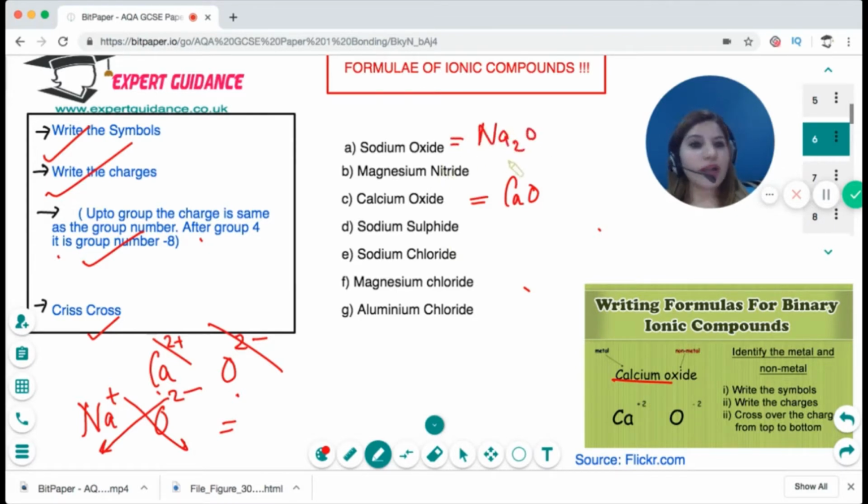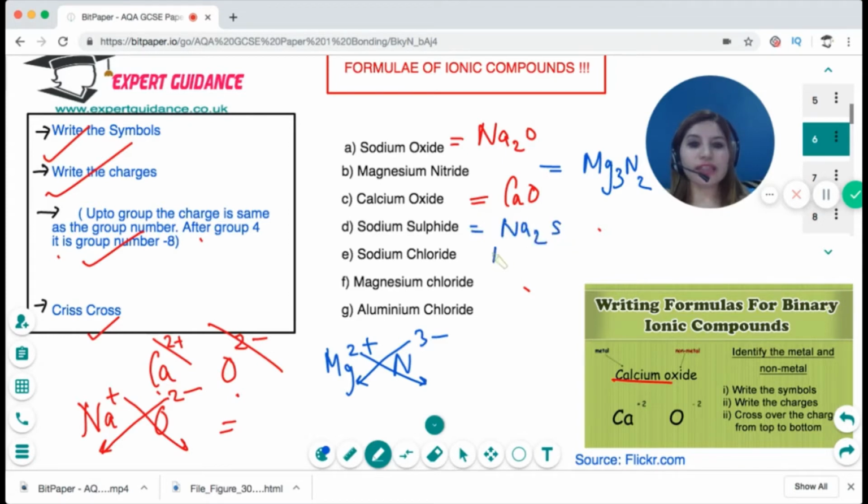Then work out magnesium nitride. Magnesium is group 2, so that is 2+. Nitrogen is group 5, 5 take away 8 is -3. And then you do the crisscross. 3 of nitrogen comes underneath magnesium, 2 of magnesium comes underneath nitrogen. So this is Mg3N2. Okay, so please try all of them and then you should get sodium sulfide to be Na2S, sodium chloride to be NaCl, magnesium chloride to be MgCl2 and aluminium chloride to be AlCl3.